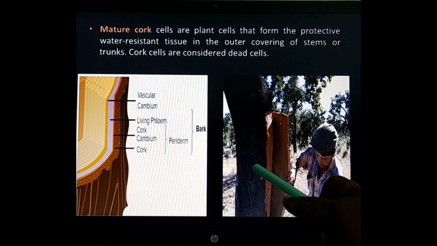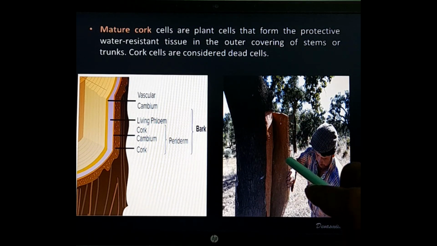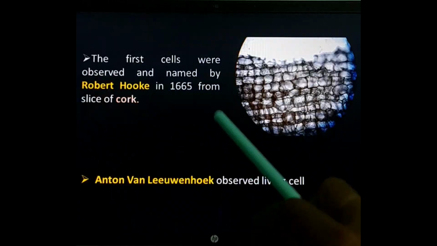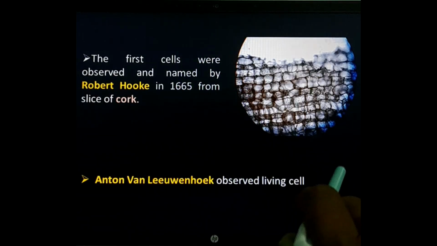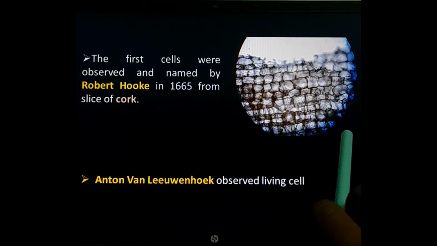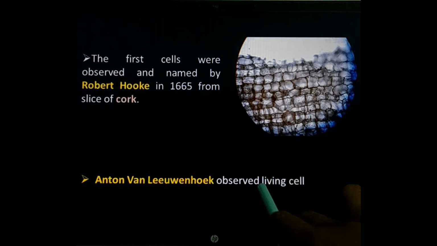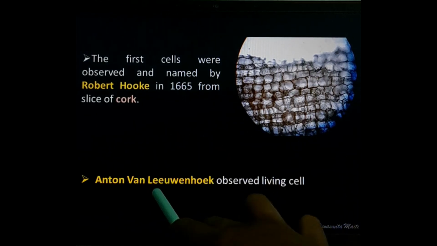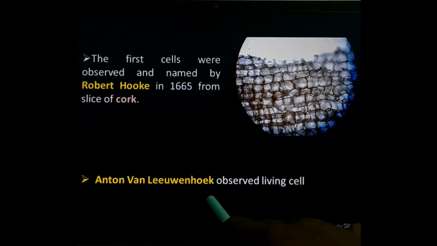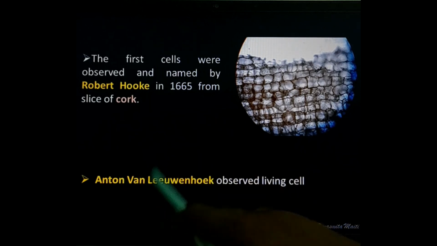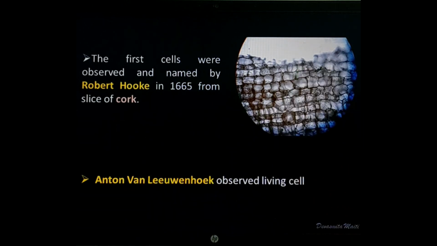I hope everyone sees this. This is the dead cell. These cells are called cork cells. So Robert Hooke first discovered the cell from that cork slice. But if the question is who first discovered the living cell, the answer will be Anton van Leeuwenhoek. Anton van Leeuwenhoek first observed the living cell.